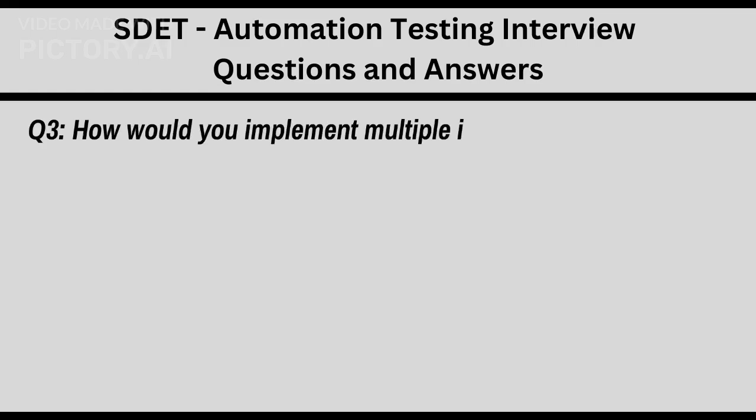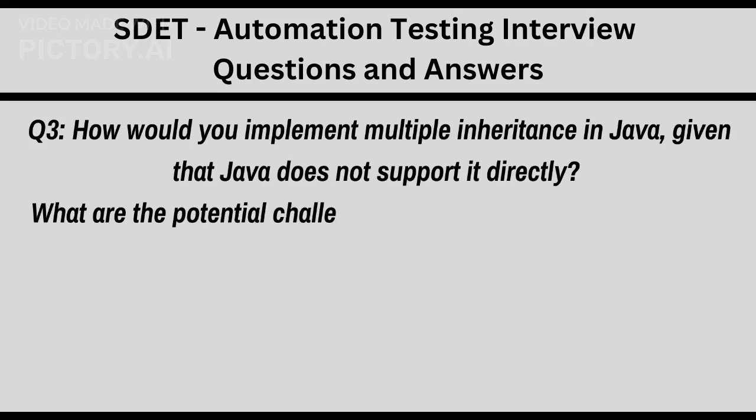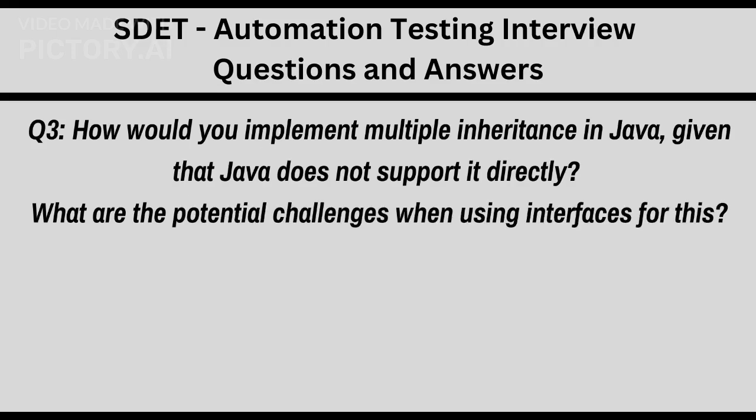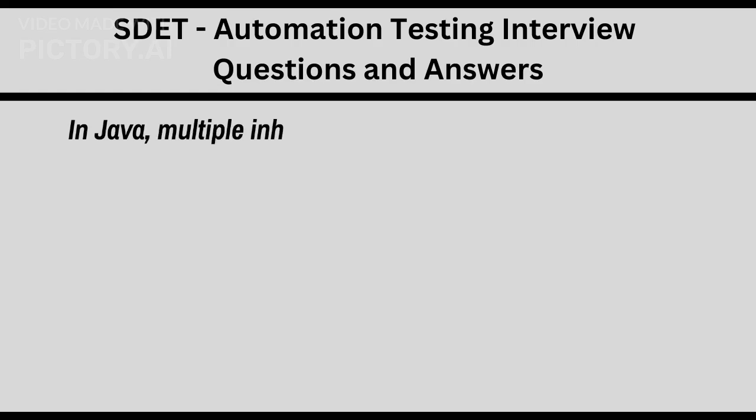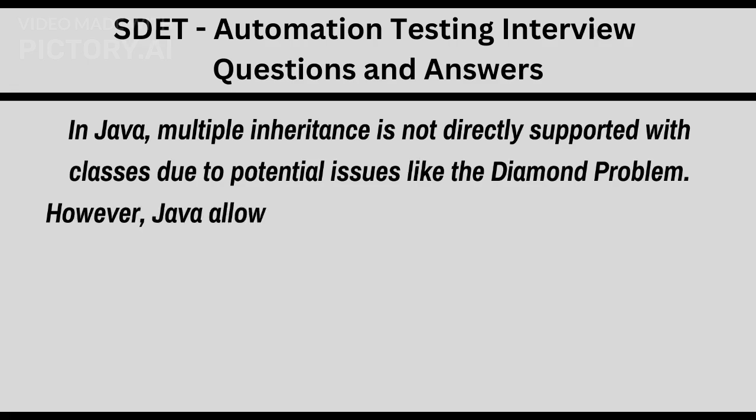Q3. How would you implement multiple inheritance in Java, given that Java does not support it directly? What are the potential challenges when using interfaces for this? In Java, multiple inheritance is not directly supported with classes due to potential issues like the diamond problem. However, Java allows multiple inheritance through interfaces.